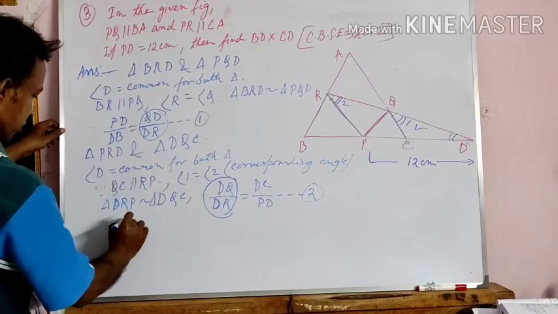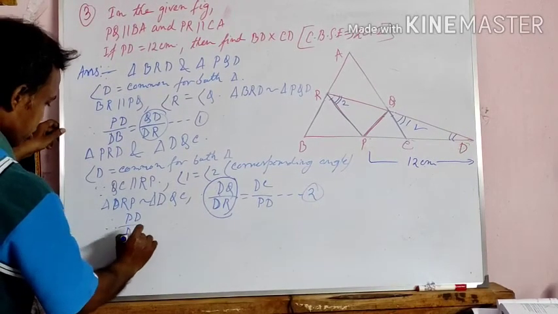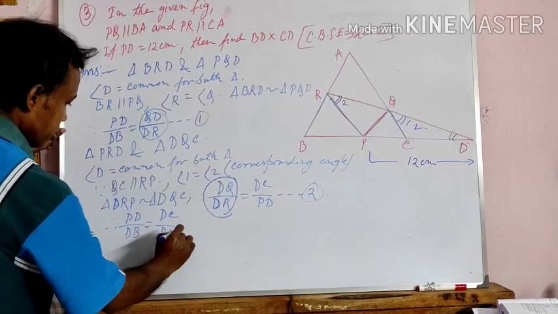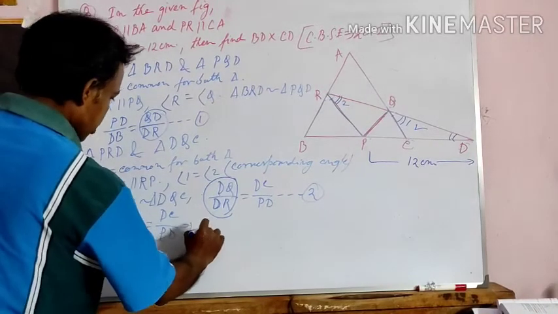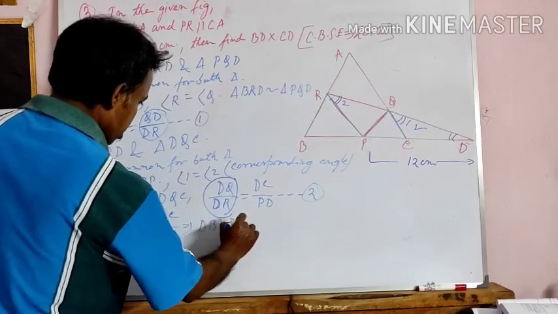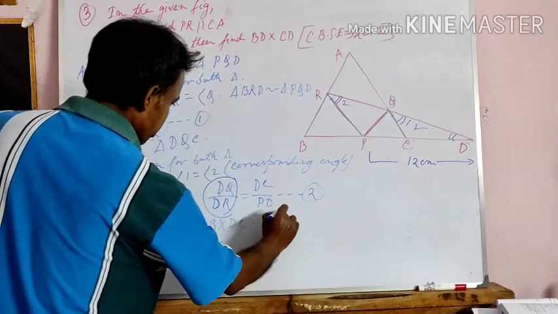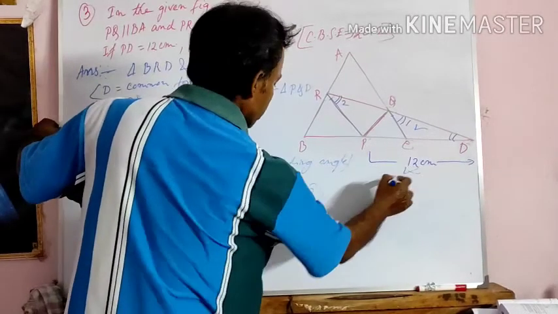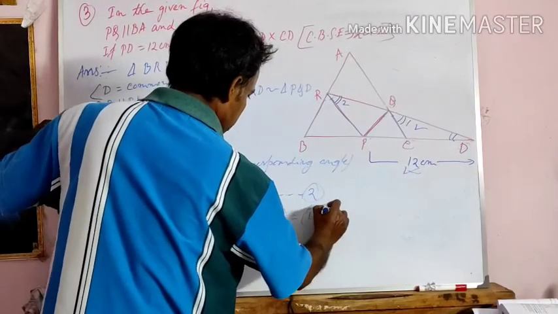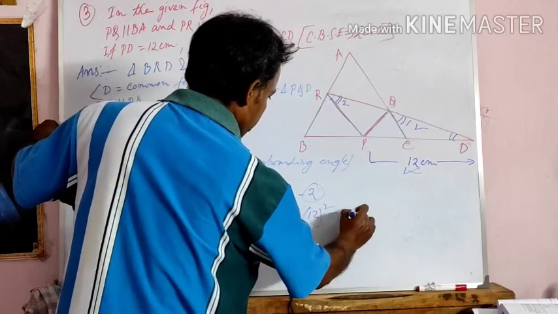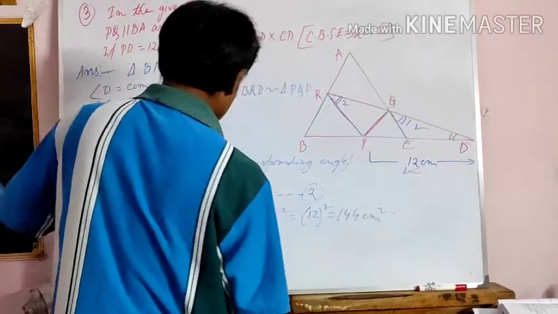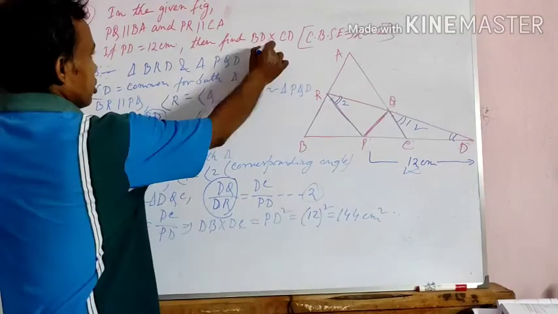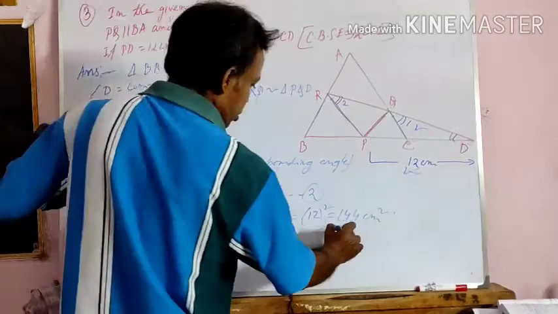Therefore PD by DB is equal to DC by PD, or DB into DC is equal to PD square. Here the value of PD is equal to 12 centimeters. 12 centimeters square is equal to 144 centimeters square. Here DB and BD are the same, CD and DC are the same. This is equal to this. So this is your answer.